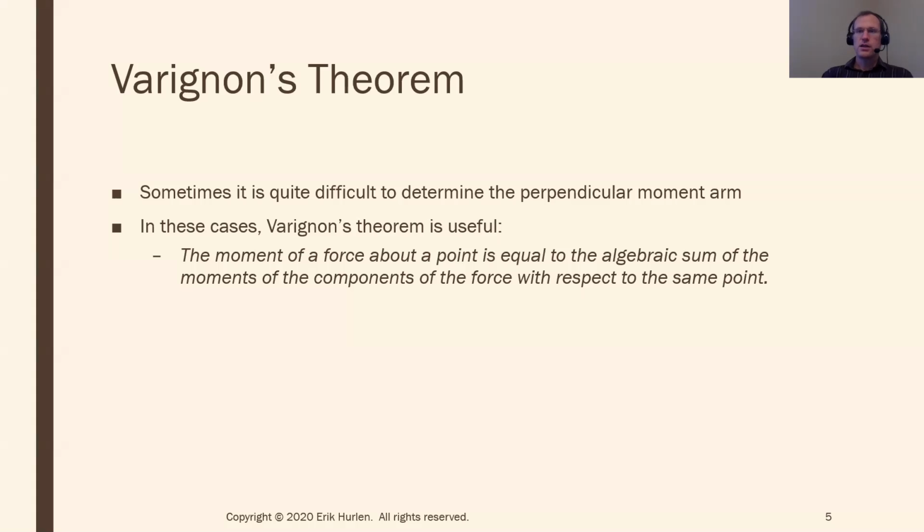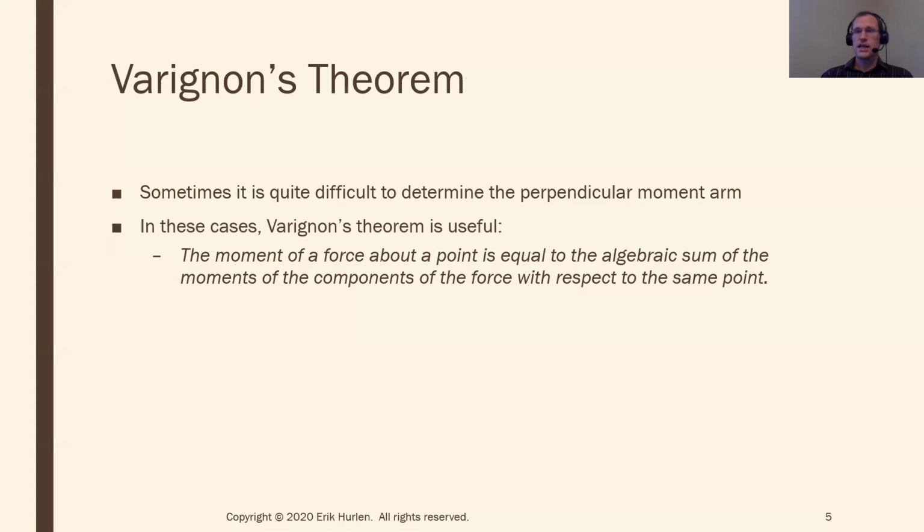In the previous case, it may or may not have been easy to find those perpendicular distances. Sometimes it is, sometimes it isn't. We'll see an example fairly soon where it's actually very hard to find a perpendicular distance to the line of action of a force. It's actually much easier to use what's called Varignon's theorem.